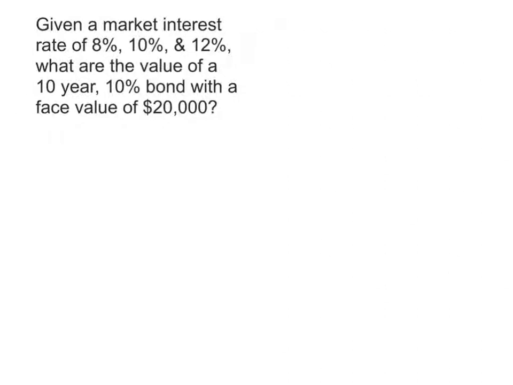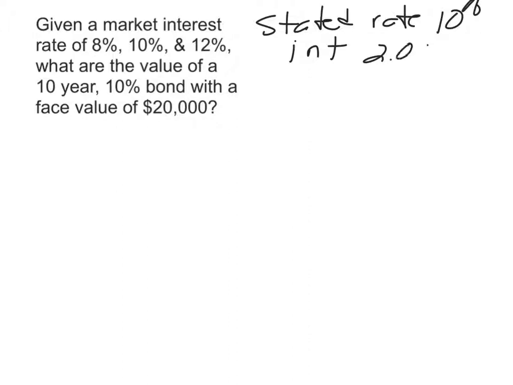There's a couple things going on here. First thing, the value stated on the bond is 10%. That's the stated value. The only time we ever use that is when we're determining the interest payments. So if we're going to have a $20,000 bond, we're going to have interest payments of $2,000 per period. That's all we're going to do with this.